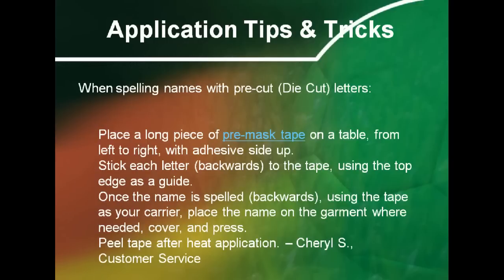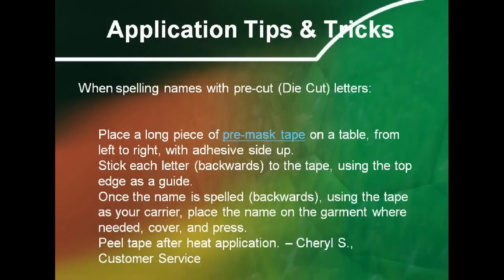And then our final tip is with spelling names with pre-cut, die-cut letters, or some of you call it pre-cuts, some of you call it die-cuts. It's a 4-step process. Step number 1 is to place a long piece of pre-mask tape on the table from the left to the right with the adhesive side up. Then you can stick each letter backwards to the tape. So if you can imagine you're looking down at the back of your design, you stick each letter to the tape using the top edge as a guide to get a straight edge.